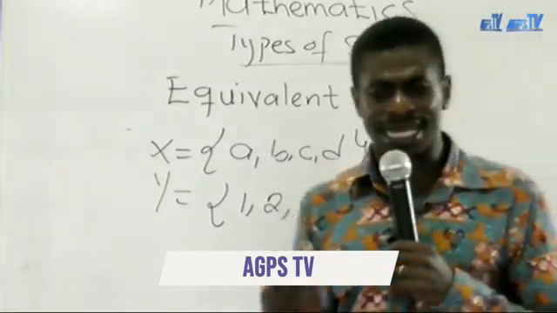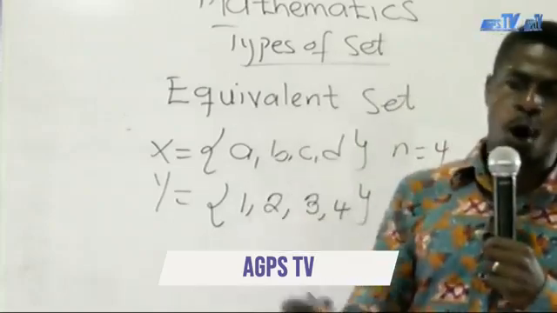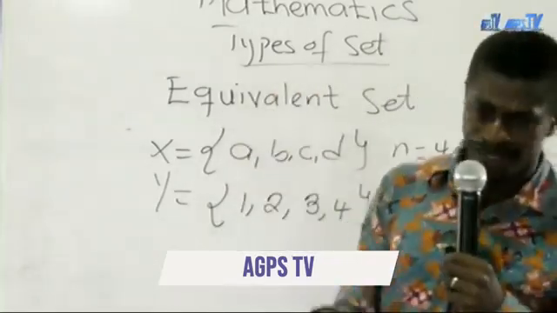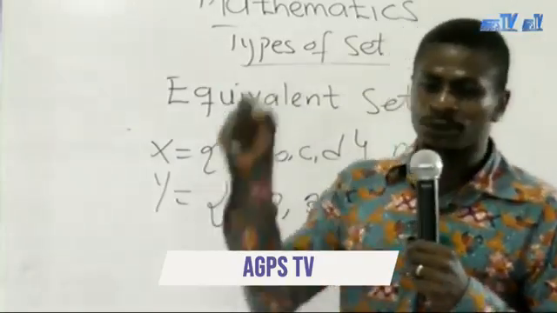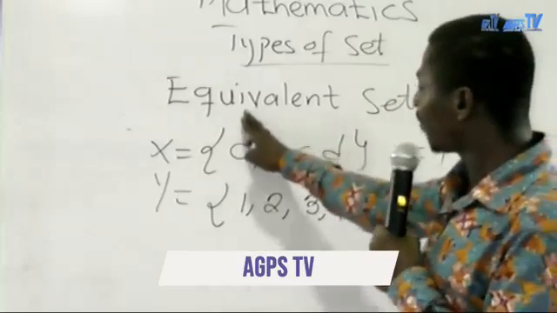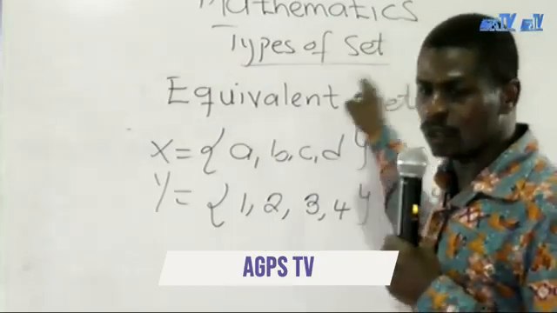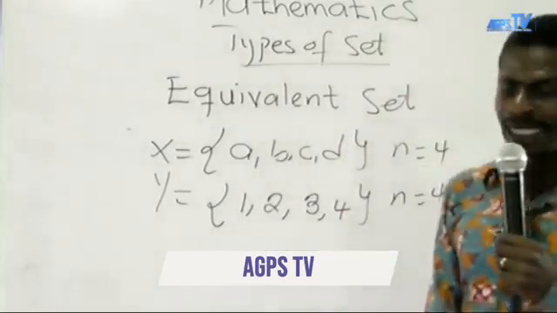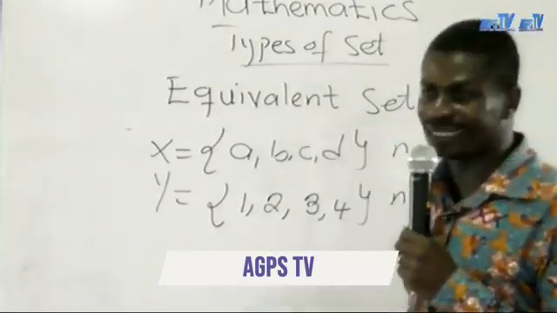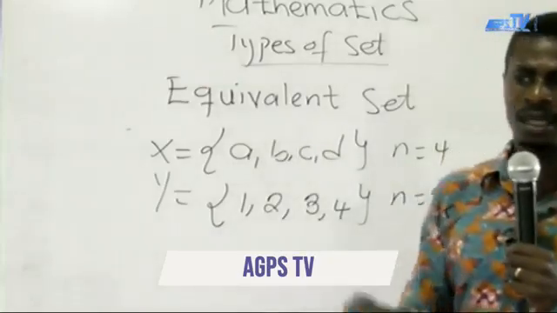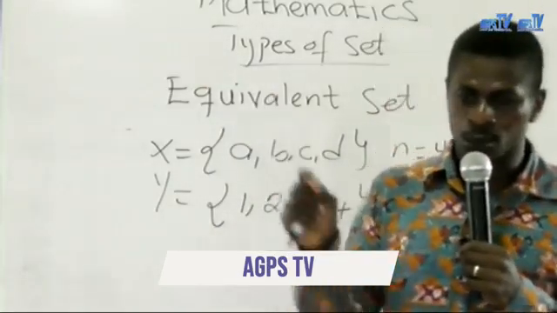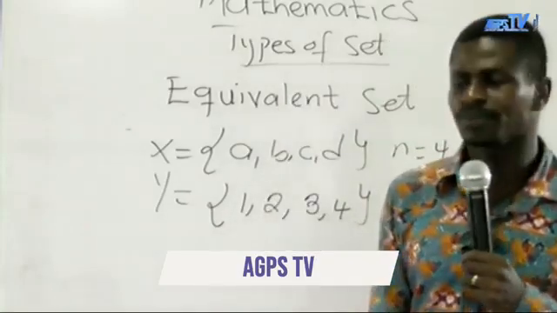So we say that any two or more sets with the same number of members, but not the same members, are called equivalent sets. So for equivalent sets, the number of members are the same, but they don't have the same members.